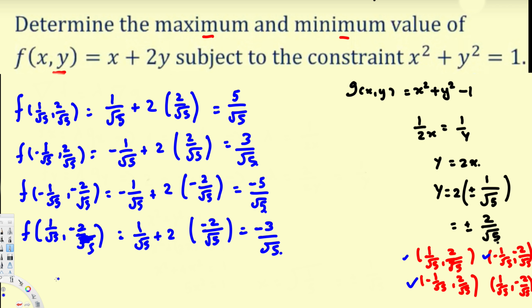Now let's compare these points. Here you can see this is our highest point, because if you look at the numerator, this is the highest value, right? 5 is the highest value. So this is going to be our maximum. And here you can see this is the lowest numerator. So this is going to be our minimum.